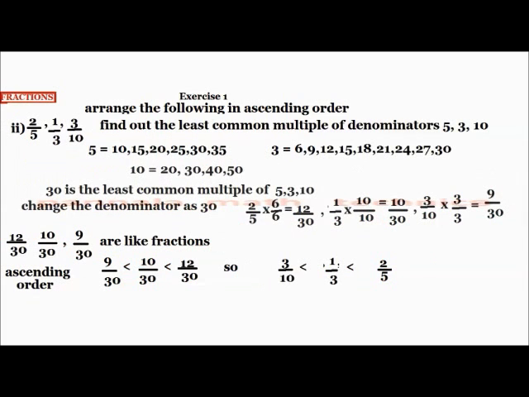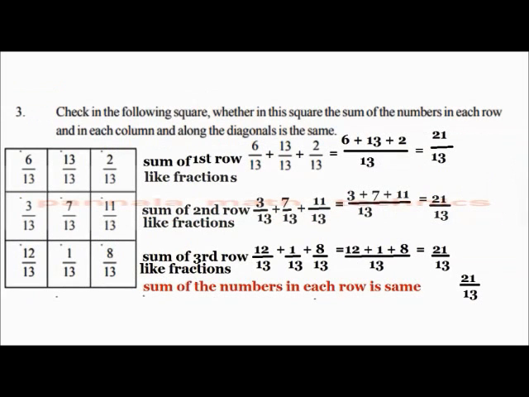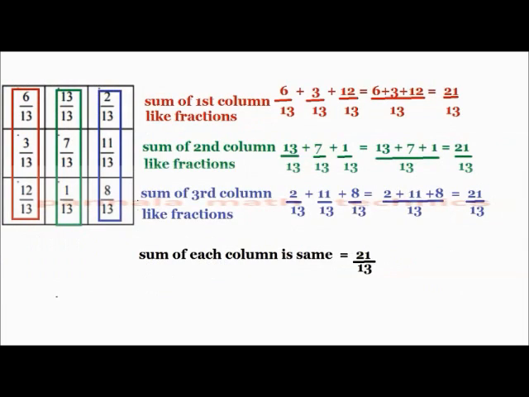The same type of problem. Here we have to find out the sum of all the rows and columns separately. So all are like fractions. So 6 by 13 plus 13 by 13 plus 2 by 13. So just add the numerators, that will become 21 by 13. So the sums of all the rows are 21 by 13.